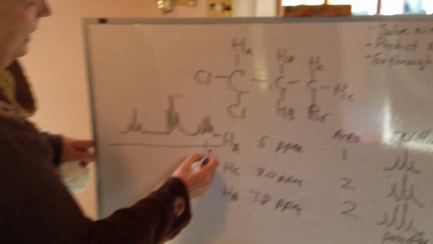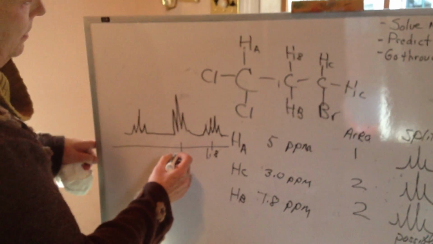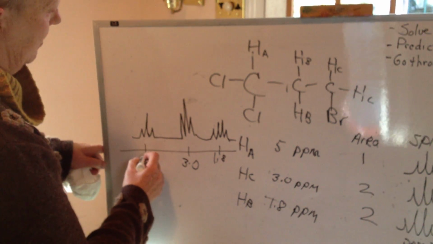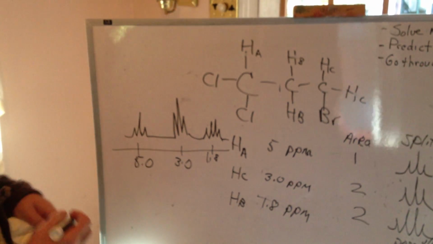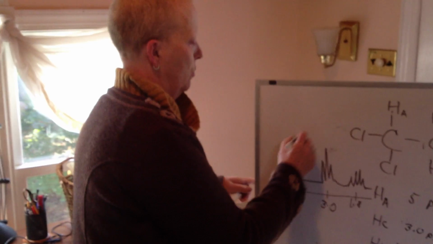So this would be 1.8. This would be around 3-ish. And I'm guesstimating these positions. Okay? That's what the NMR would look like. And again, this would be 1 to 2 to 2. All right, I just went backwards.